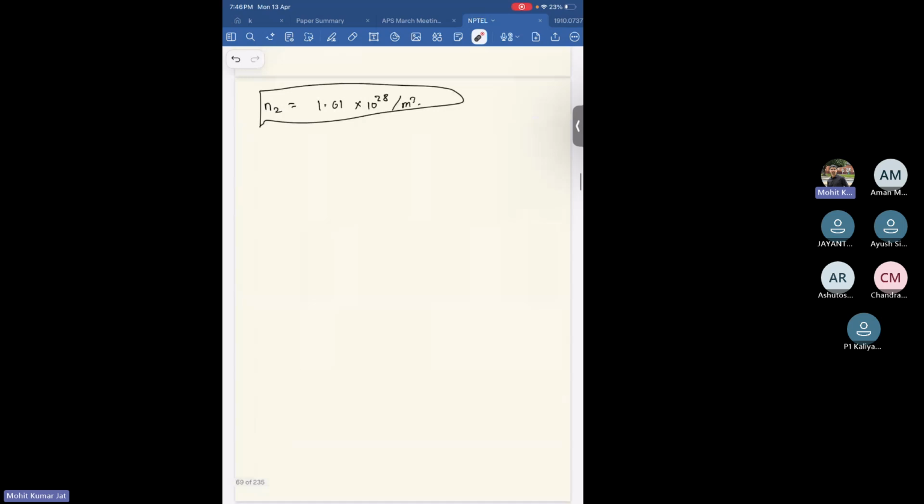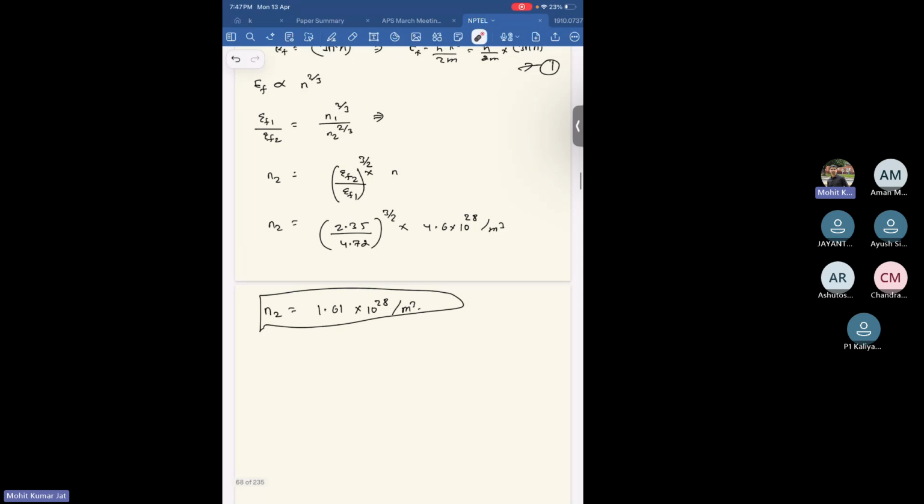This is about this class. If there is any doubt, please do ask. Is there any doubt till this point? Till this point, we have covered the Drude model, right? We have covered the Hall effect. We have covered the Wiedemann-Franz law and its numerical problems.